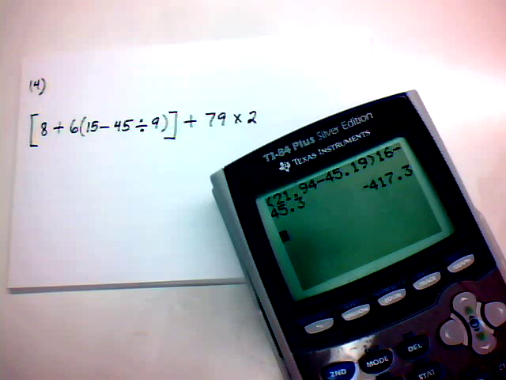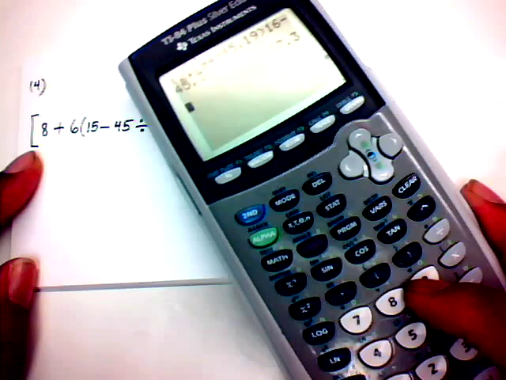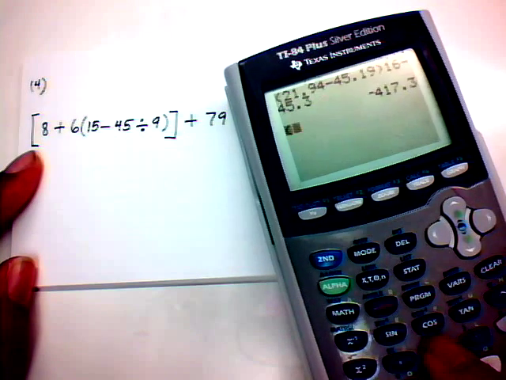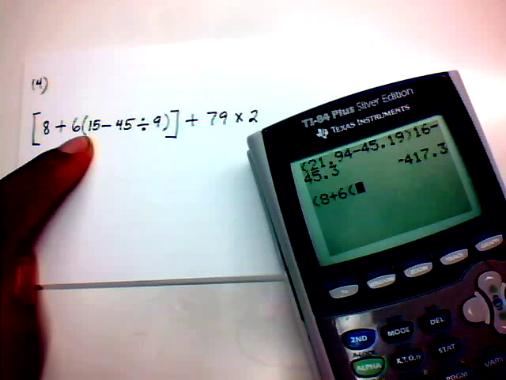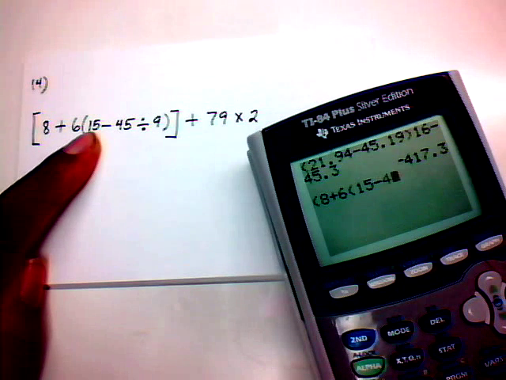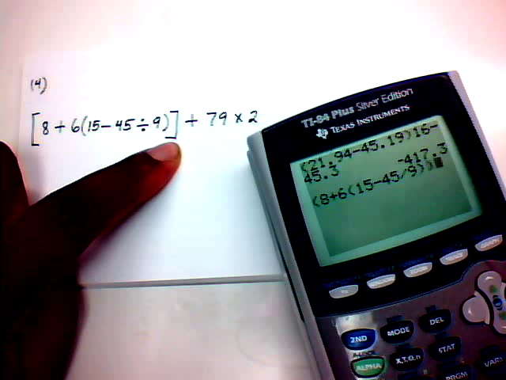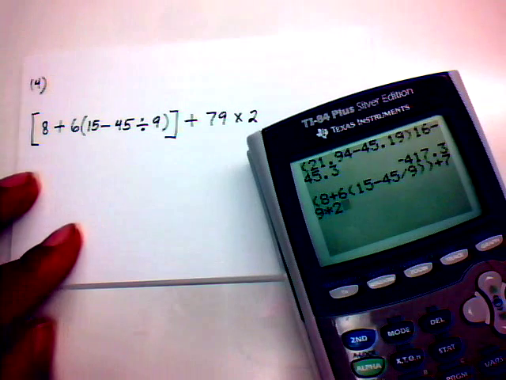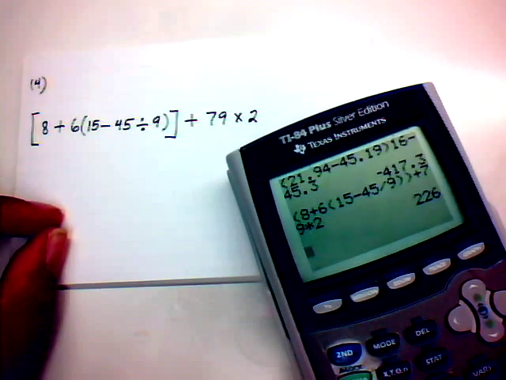All right, here's a more complicated one. Here we've got brackets and parentheses. Even though you see brackets here, you can treat those brackets as parentheses. So you can use your parentheses button to assist you in typing in the problem. You'll press the left parentheses button, and then type in 8 plus 6, and then your left parentheses, 15 minus 45, divided by 9, and then you're going to close the parentheses here, and close it again for this bracket right here, and then plus 79 times 2, and then hit enter. The final answer there will be 226 for this particular expression.